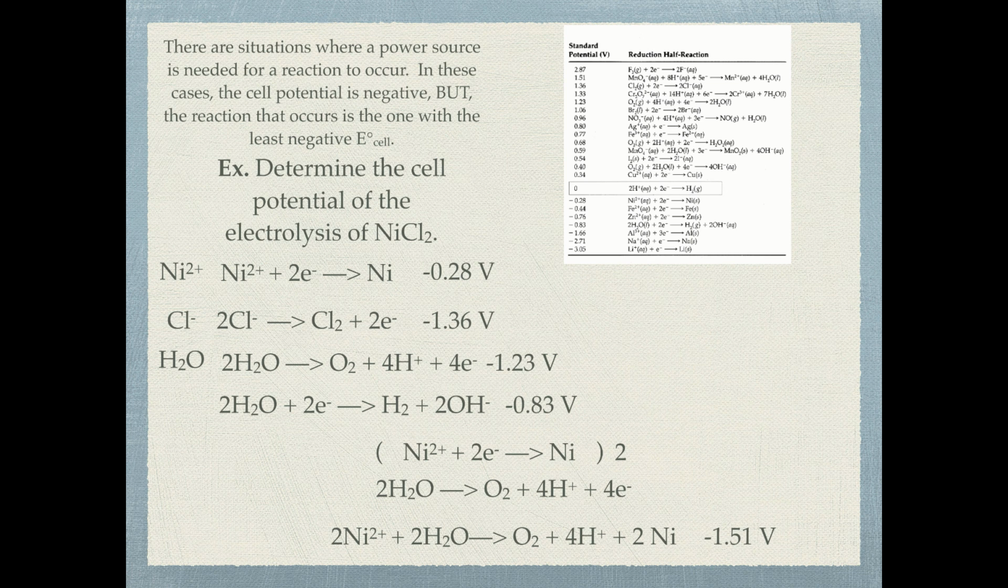Just as a quick review, first figure out what your reactants will be: nickel ions, chloride ions, water. Then make sure those are your reactants. For the nickel, it is a reduction reaction. Chloride, it's oxidation. Then for the water, you're going to write the oxidation half and the reduction half reactions, those two that exist, and then figure out which one it should be. Whichever oxidation reaction is least negative and whichever reduction half reaction is least negative, add them together, and then you'll get your final voltage.